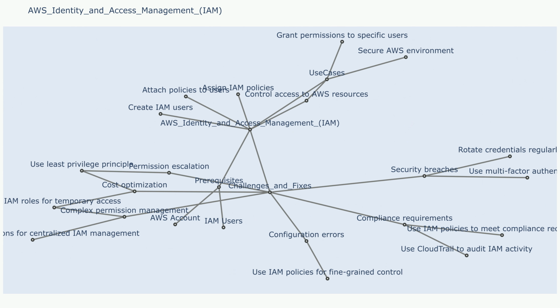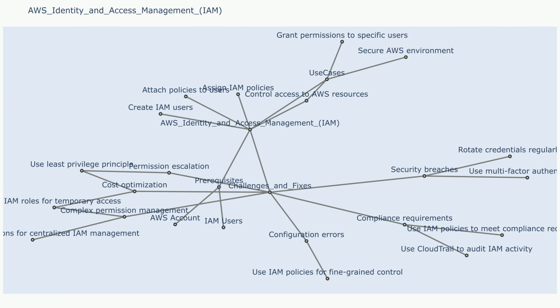Use CloudTrail to audit IAM activity. Use CloudTrail to track and audit all IAM activity, providing a record of who accessed what resources and when. Fix: enable CloudTrail logging for IAM activities, allowing you to audit and monitor all actions related to IAM.